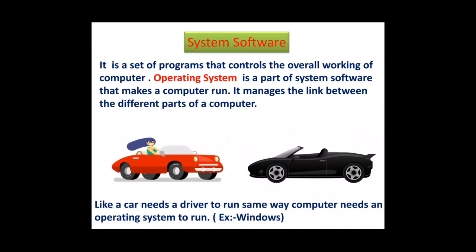So what all is there in the hand of a driver when a driver is driving a car? Almost everything. He starts the car, drives it, controls it, wherever needed stops it, again starts it. Same way operating system also works. One example of operating system is Windows.